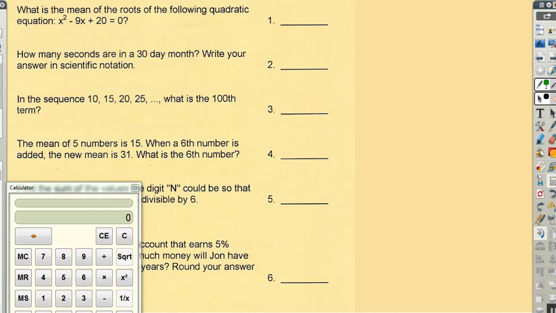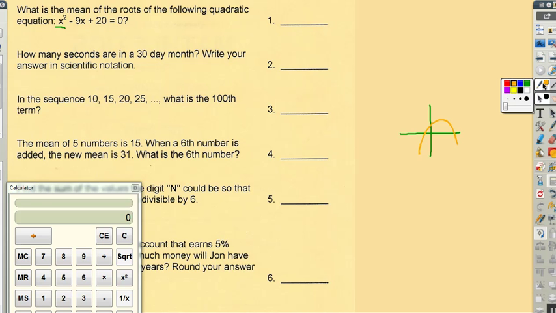Okay, the first problem: what is the mean of the roots of the following quadratic equation? This is really a problem that you need to have gone through algebra to answer, so I'll do a little background. If you have a function where the largest degree is 2, it is called a quadratic relationship, and a quadratic relationship will have a graph that is a parabola.